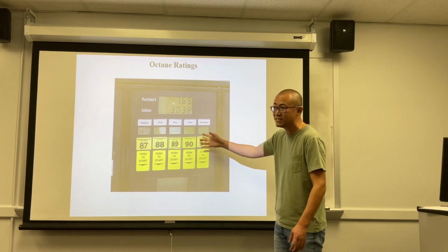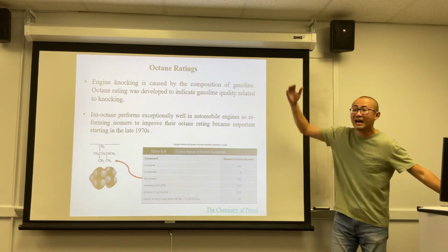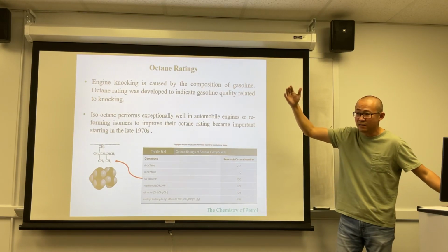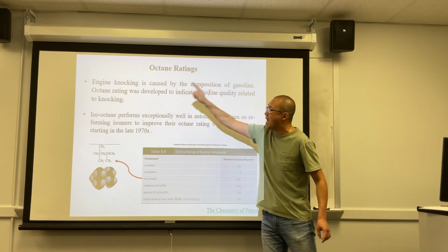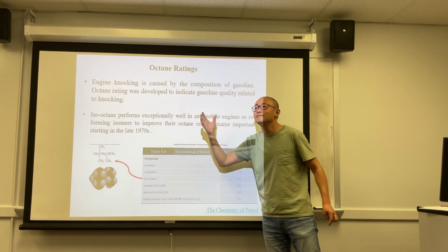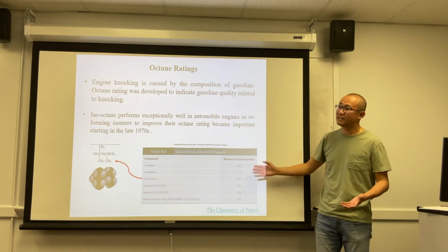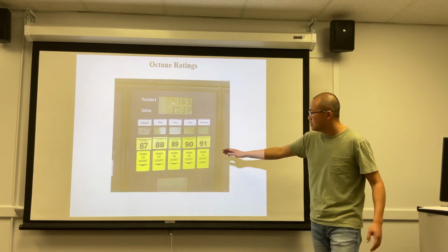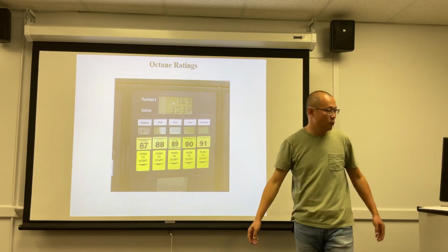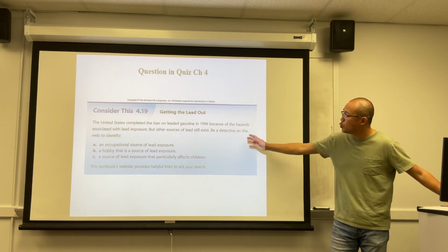Those numbers are basically from the ratings. Of course, a higher rating doesn't mean it's a better fuel. It means it has better anti-engine-knocking property. Different engines are designed to have different requirements. If you want some reading, you can read more about these. It's just fuel chemistry. And here is a quick question.